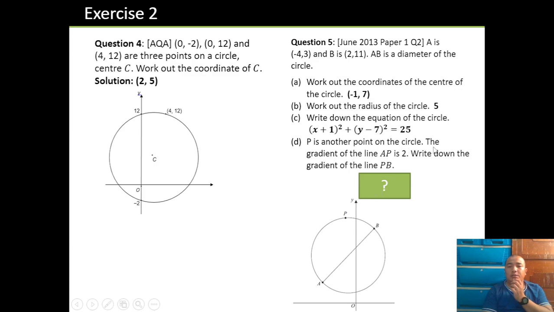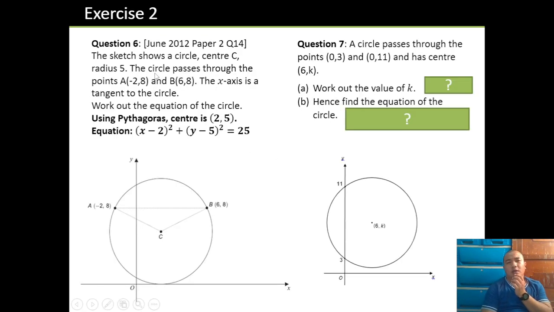P is another point on the circle. The gradient of the line AP is 2. Write down the gradient of the line PB. Okay, since they are perpendicular, the negative reciprocal of 2 is negative 1/2.